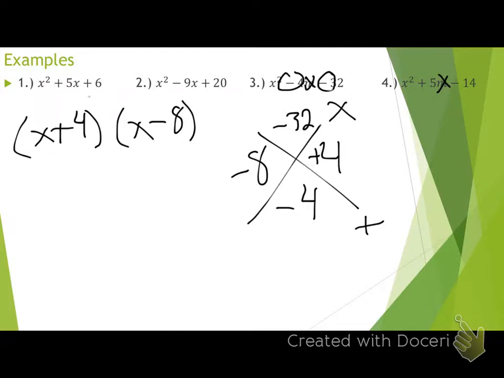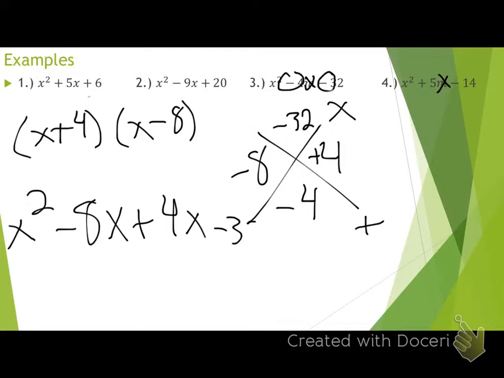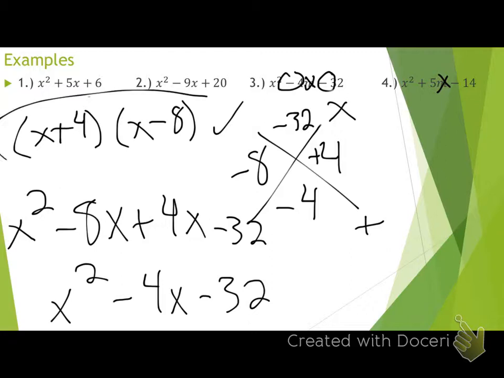I've got to think about my adding down here to get my negative 4 and which number would make it negative 4. So let's check our work by FOILing. X times x is x squared. X times negative 8 is negative 8x. 4 times x is 4x. 4 times negative 8 is negative 32, which gives me x squared minus 4x minus 32. So it checks out. Here's my answer for number 3.